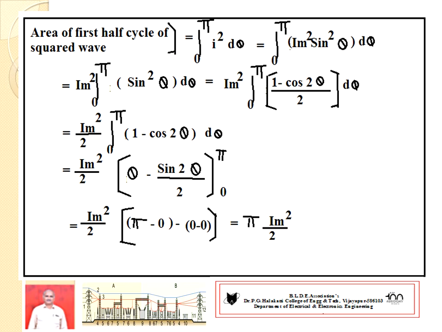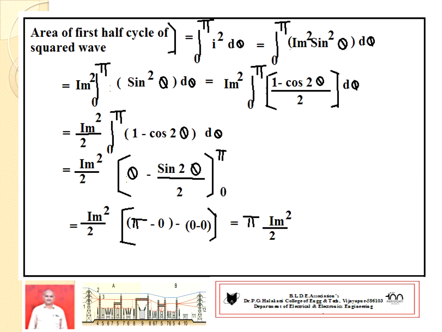Then you substitute the i value, i equal to Im sin theta. Naturally it becomes Im square sin square theta into d theta. So Im square is constant, you take outside, integration of sin square theta into d theta. Simple mathematical expression, sin square theta is replaced by (1 minus cos 2 theta) by 2. Then 2 also taken outside, Im square by 2, integration of 0 to pi, 1 minus cos 2 theta into d theta. Make the integration.